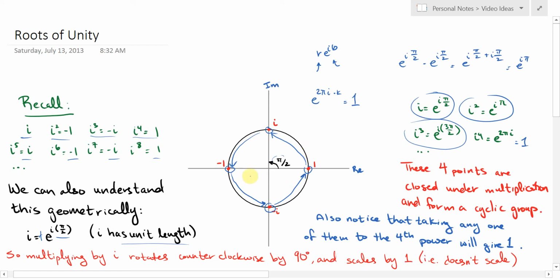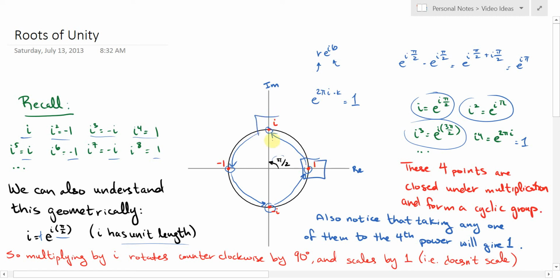So there are some interesting things to notice right off the bat. These 4 points are closed under multiplication and form a cyclic group. That's something I've already mentioned, right? If you multiply any 2 of these 4 numbers, 1, i, negative 1, negative i, with each other, you'll get back one of the other 4. They form a group. What are the inverses here? Well, 1 is the identity element of the group.